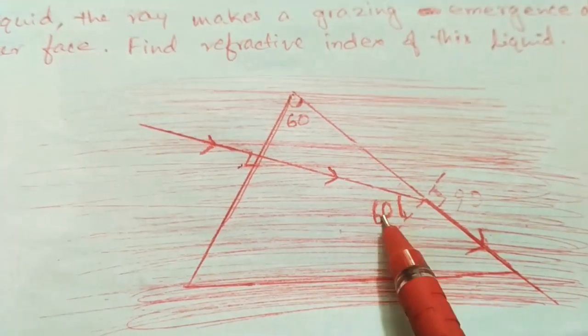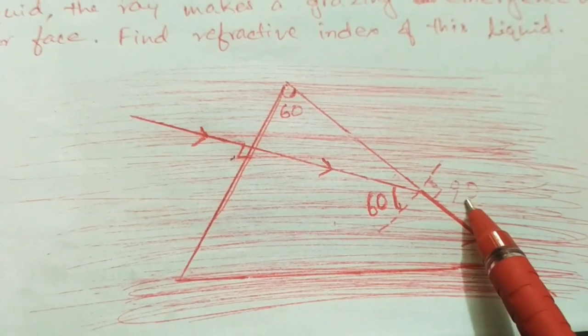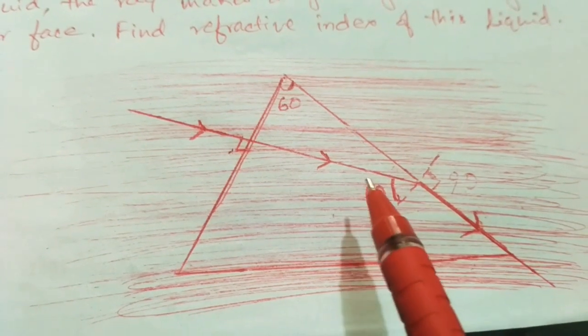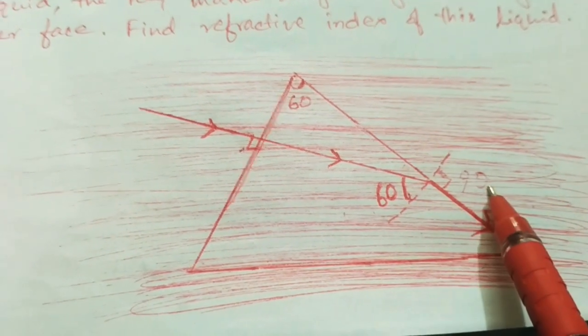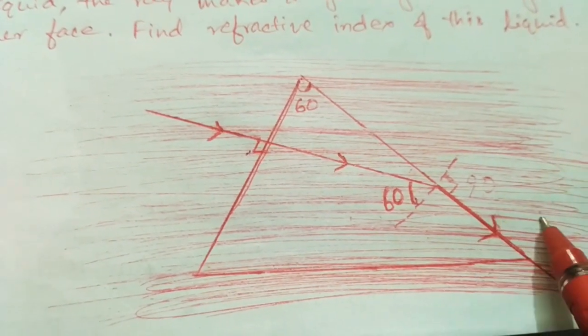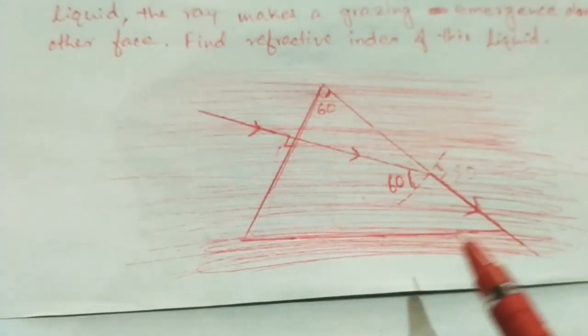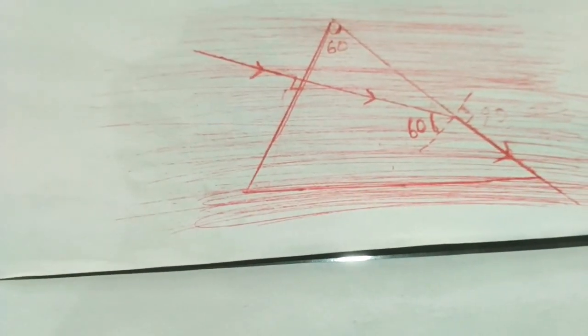In the glass the angle is 60, and in the liquid the angle is 90. Let's write the equation first. Sine 60 upon sine 90, GNL. The light is going from glass to liquid, so GNL will be equal to sine 60 upon sine 90.